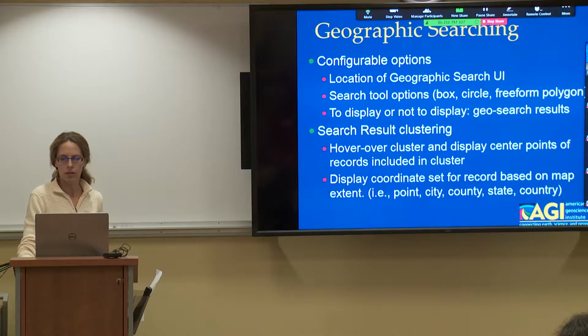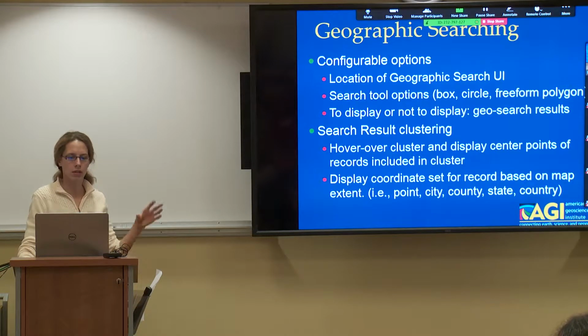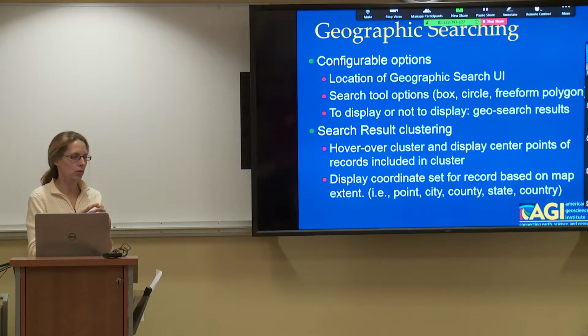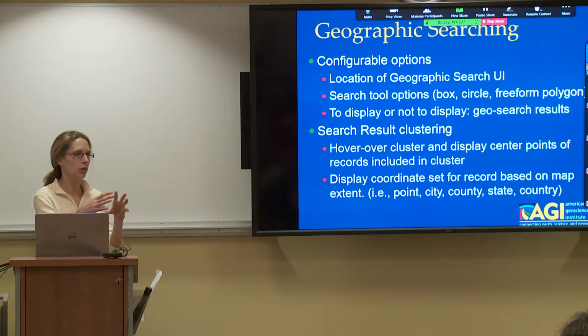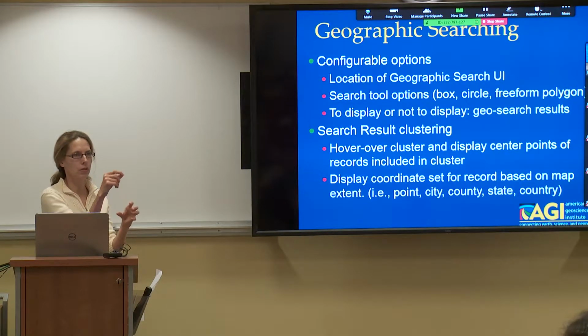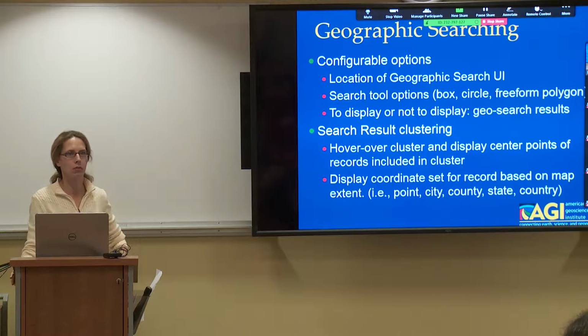Search results clustering, some of the things we talked about last year was basically when you have a cluster on your search results, if you can hover over a cluster point, maybe you can show the center points of all the other records that are clustered into that, and then hover over those and click on the pop-ups to see what records those are. That would be kind of nice to have.